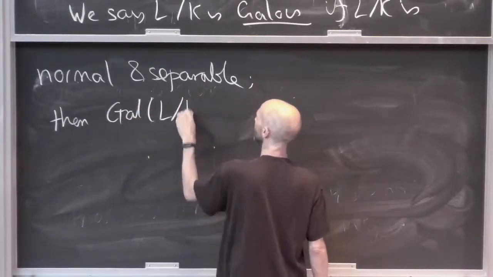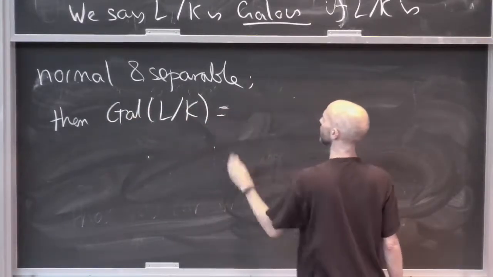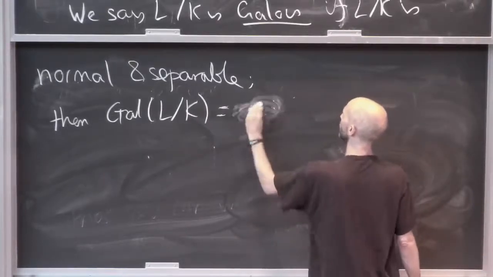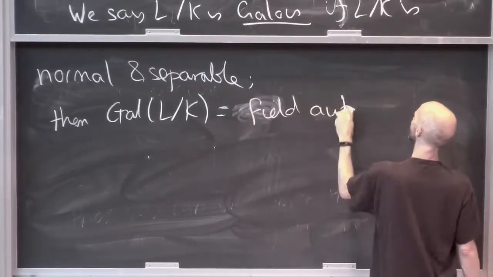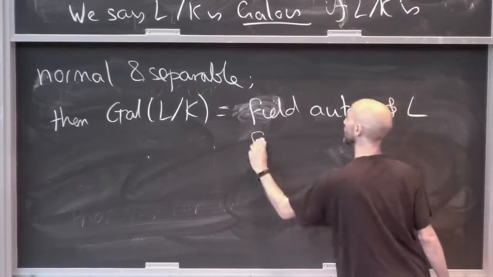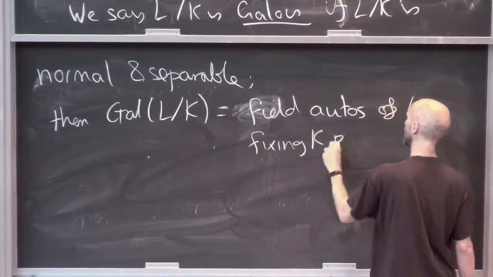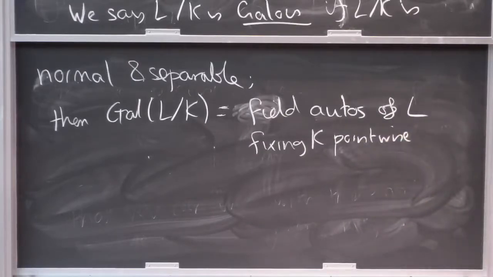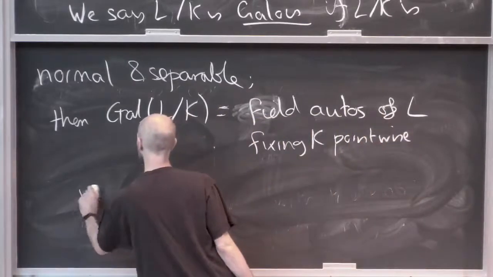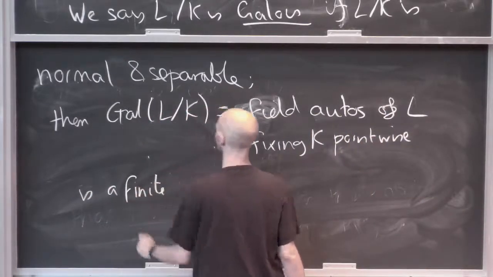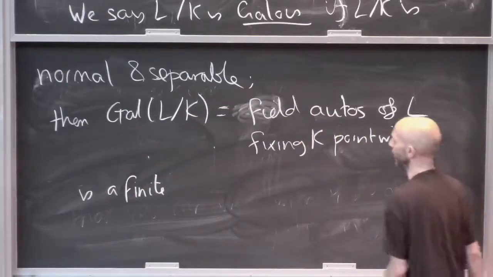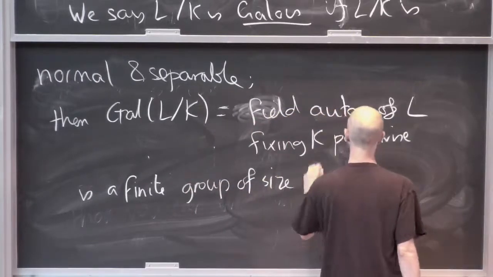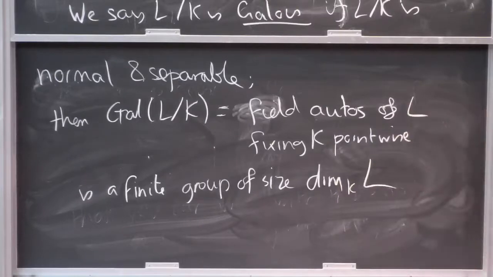Gal(L/K) is the automorphisms of L fixing K pointwise, the field automorphisms of L fixing K pointwise. And it turns out this is a finite group. I mean, that already needs some checking. This is a finite group of size equal to the dimension of L as a K vector space.